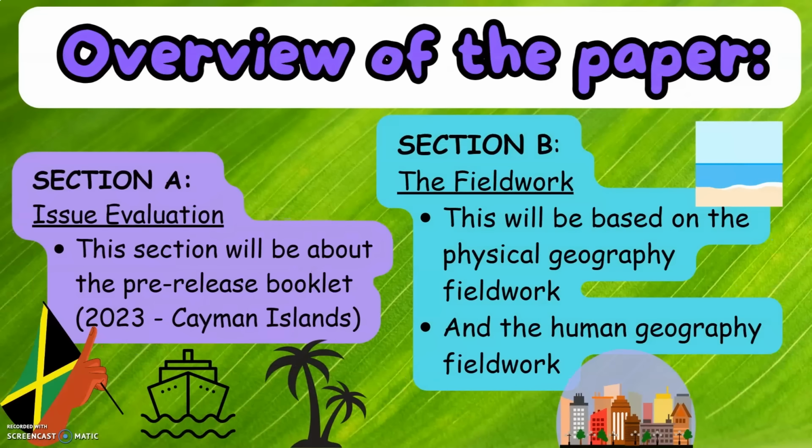So this is the overview of the paper. There's a Section A and a Section B. Section A is called the issue evaluation. Obviously you can do this in any order you want, but going through it chronologically, Section A is about the pre-release booklet. This is normally released a couple of weeks before your exams and is different for every year. For 2023, it's about the Cayman Islands, and you will be given this in your exam and asked questions which we'll look at later. And then Section B is about the fieldwork that you have done. This will be based on the physical fieldwork and the human geography fieldwork you've done. So let's look at those all in depth now.